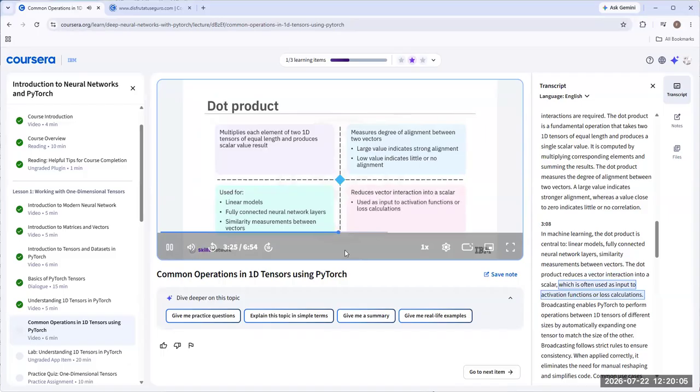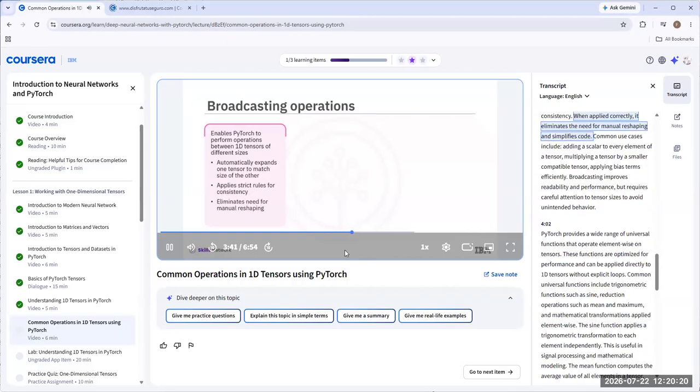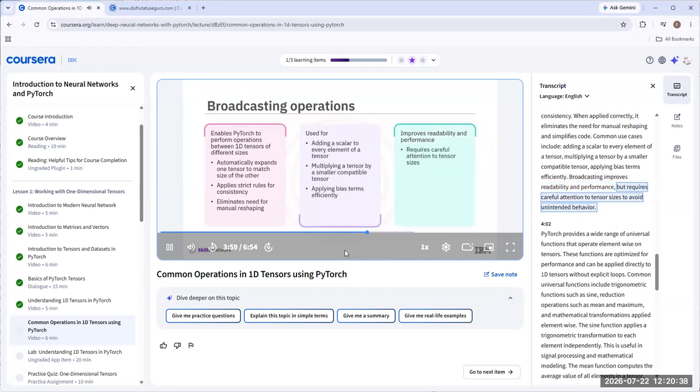loss calculations. Broadcasting enables PyTorch to perform operations between 1D tensors of different sizes by automatically expanding one tensor to match the size of the other. Broadcasting follows strict rules to ensure consistency. When applied correctly, it eliminates the need for manual reshaping and simplifies code. Common use cases include adding a scalar to every element of a tensor, multiplying a tensor by a smaller compatible tensor, and applying bias terms efficiently. Broadcasting improves readability and performance, but requires careful attention to tensor sizes to avoid unintended behavior.